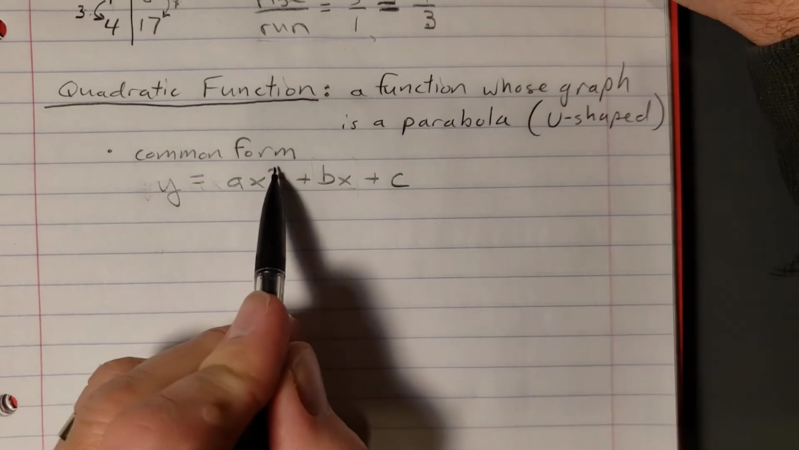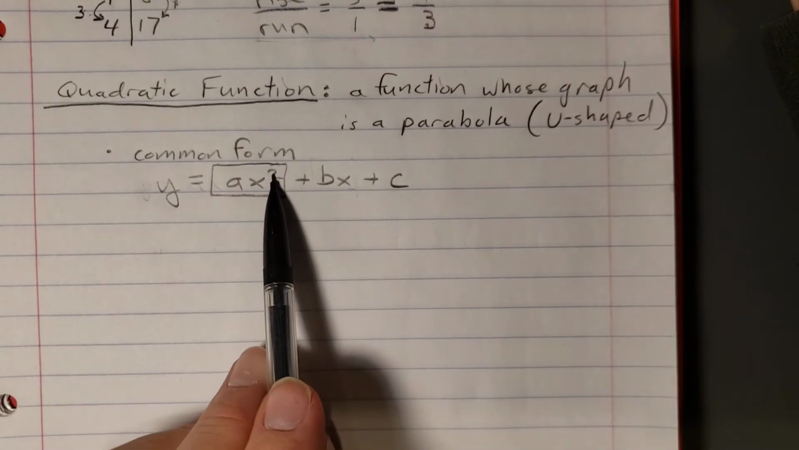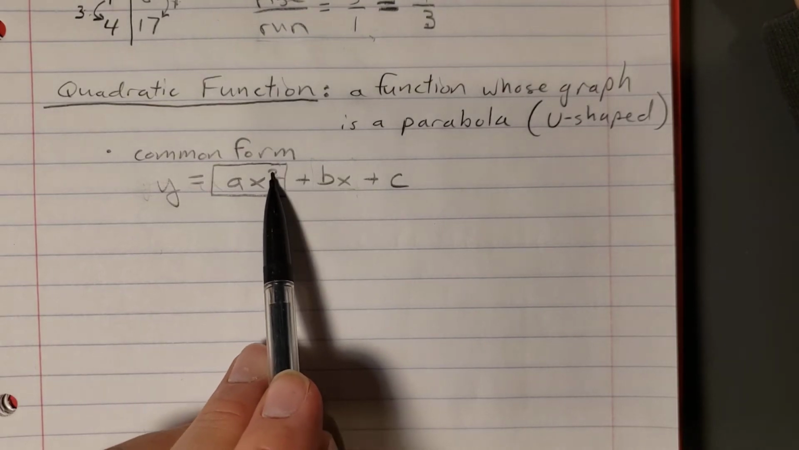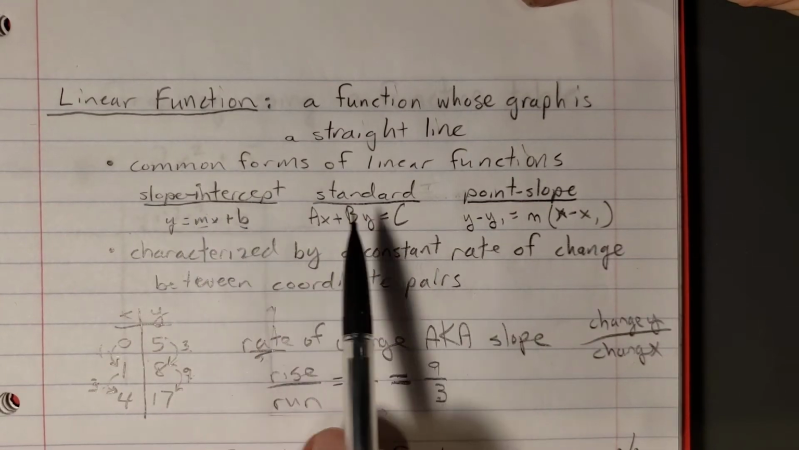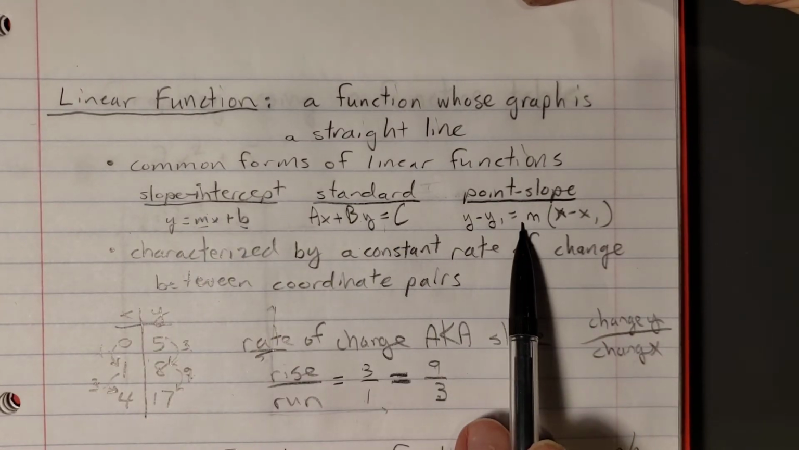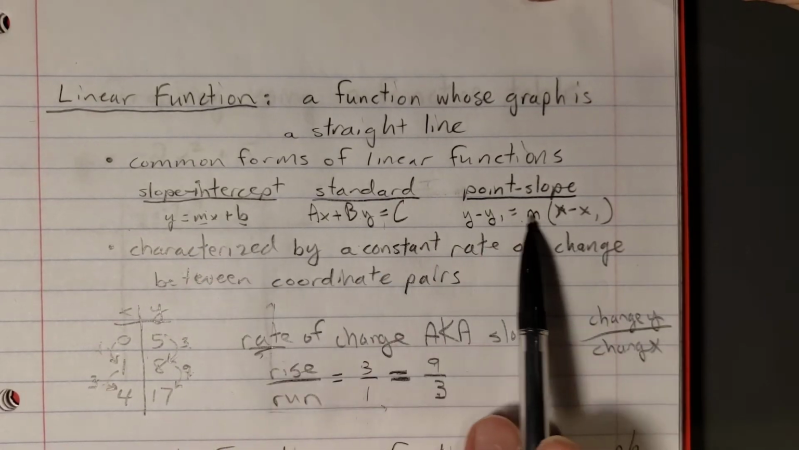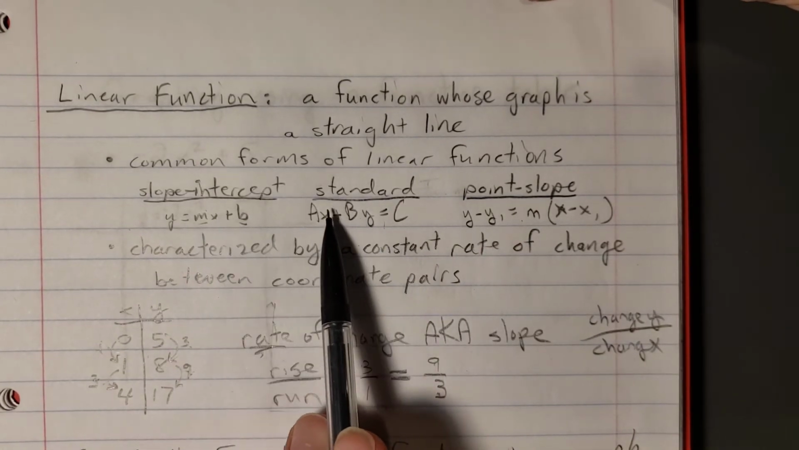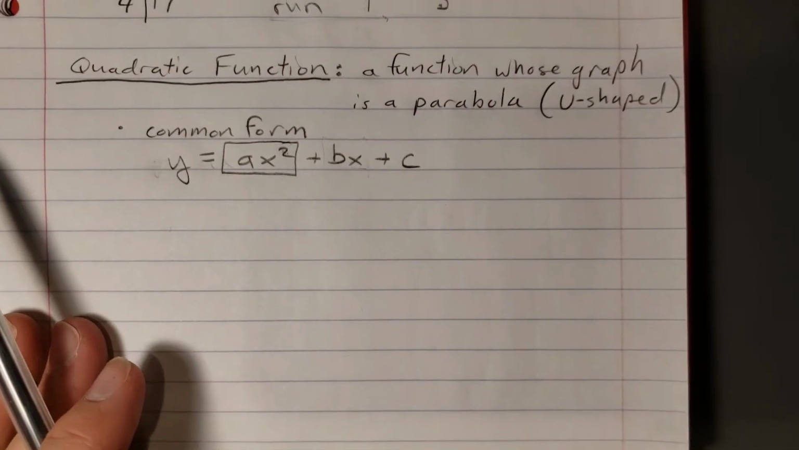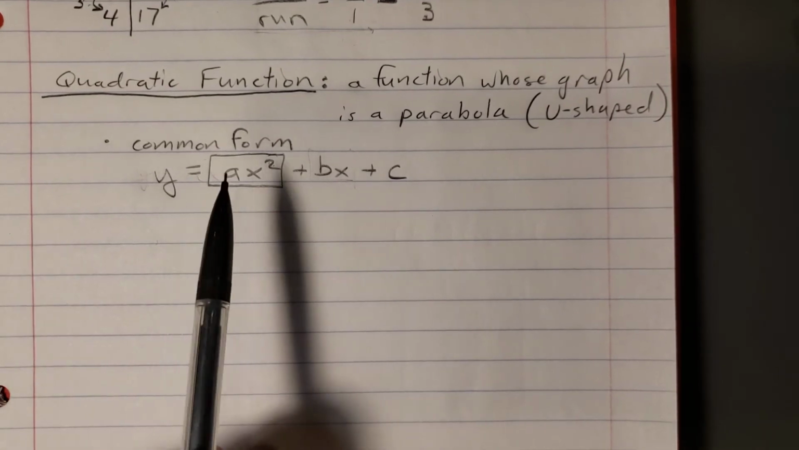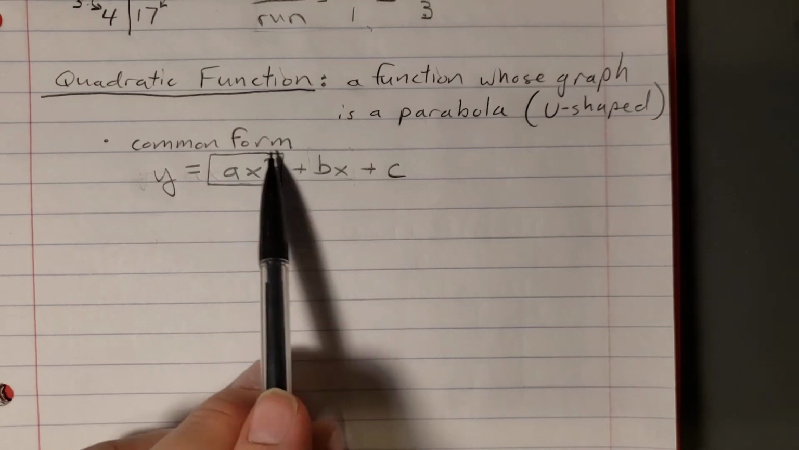But this term here is very important. First of all, that little square there makes it a quadratic. You see in all these different forms of linear relations or linear functions, there's no x squared. All the x's are to the first power. But here, what distinguishes this from a linear relationship, one of the things is that it has an x squared.